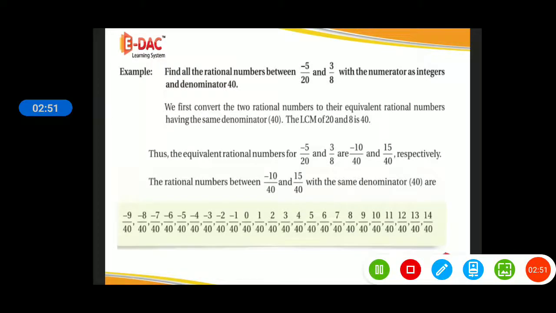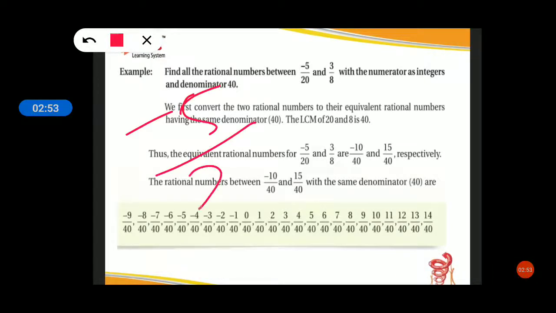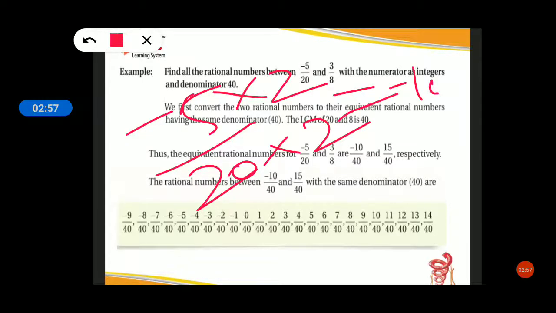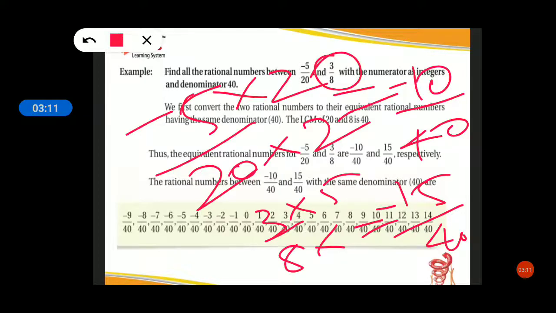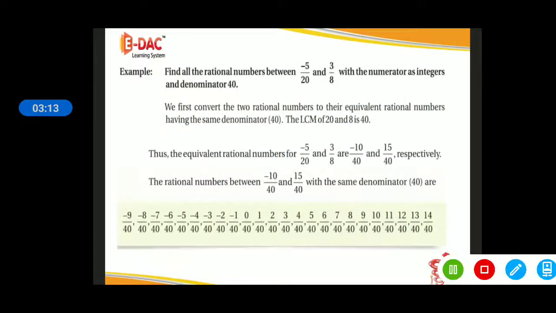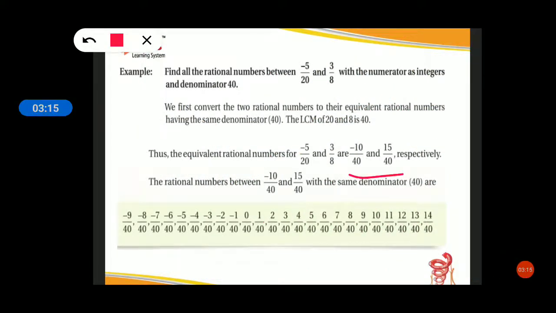So what you need to do students, -5/20. To get 40, you need to multiply by 2. So the answer is -10/40. The same way for 3/8, how many times will you multiply to get 40? 5 times. So that is equal to 15/40. Now we have the common denominator 40 and the numerator is any integer. Integer means it includes both positive as well as negative numbers.